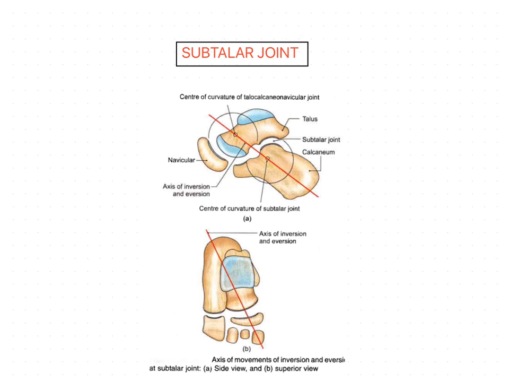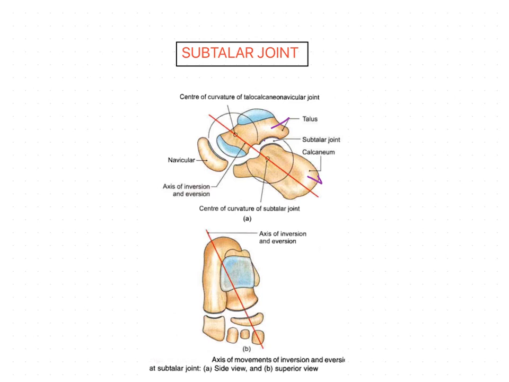Dear students, welcome back. In this session, we are going to discuss the subtalar joint. This is also called the Talo-calcaneal joint. This is the talus bone and this one is the calcaneum. The joint forms between the talus and the calcaneum. And why it is called subtalar: it means the joint which is found below the talus, with that of the calcaneum. So it is called the subtalar joint.